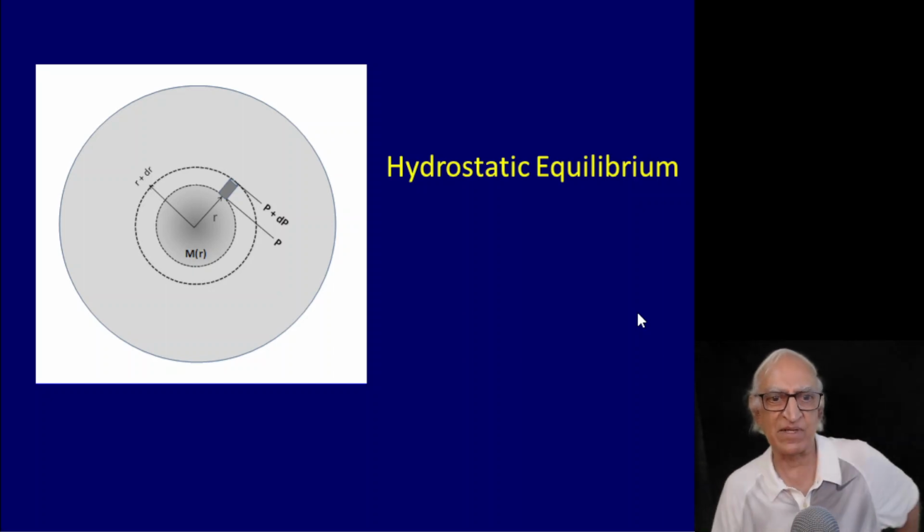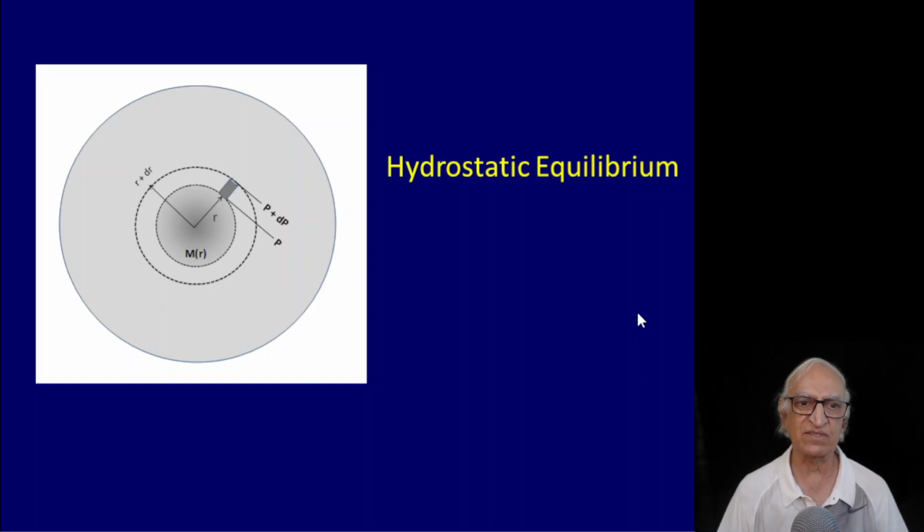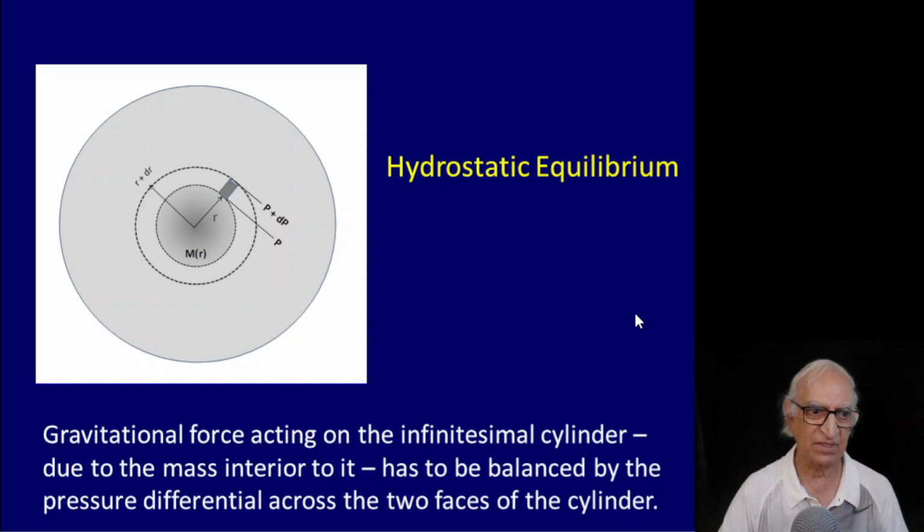Now we are all set to discuss the fundamental principle of mechanical equilibrium, which is known as the equation of hydrostatic equilibrium. What the hydrostatic equilibrium says is that let us consider an infinitesimal cylinder over here. There is gravitational force acting on it. And this gravitational force has to be balanced by the pressure differential across the two faces of the cylinder. So let's do this slowly and systematically. Let us consider this unit cylinder. Its cross-sectional area is unity and its length is dr, the distance between these two circles. Therefore, the volume of this infinitesimal cylinder is just dr, it is 1 into dr.